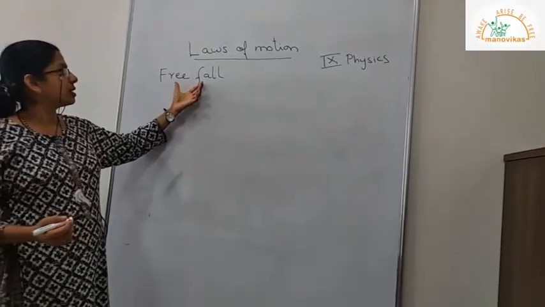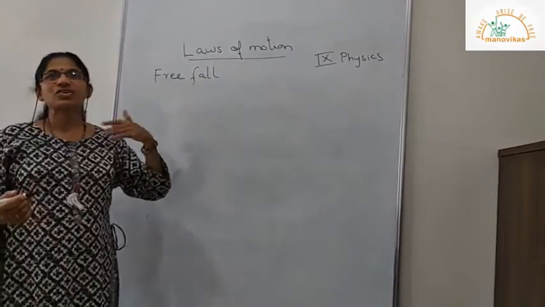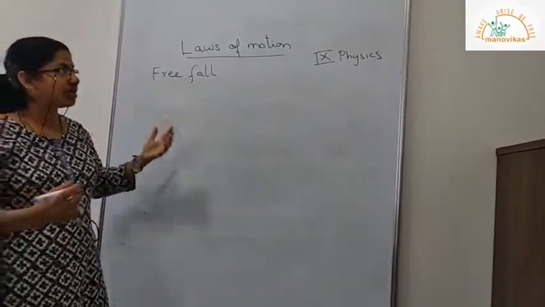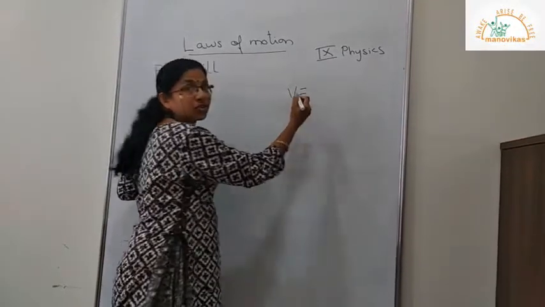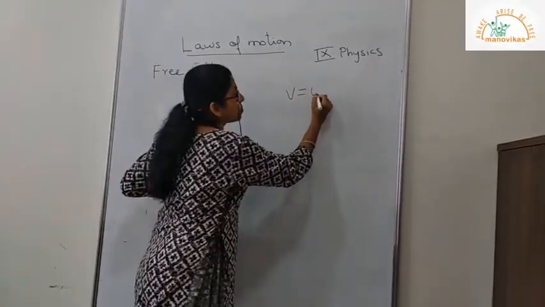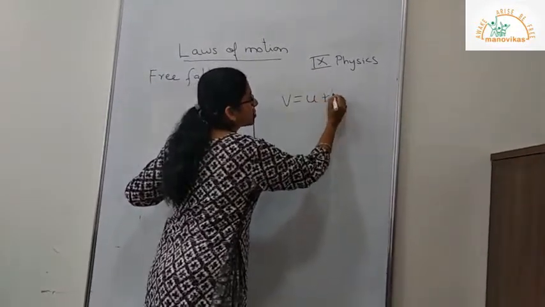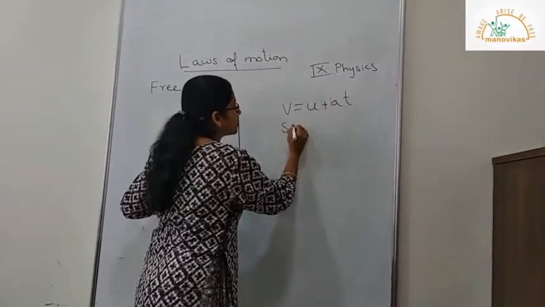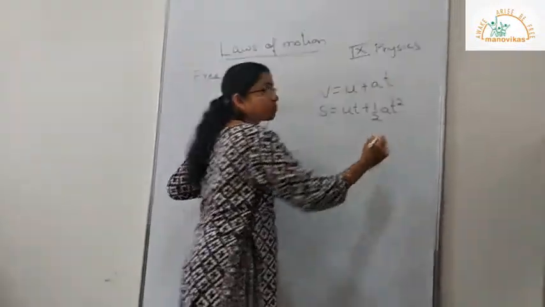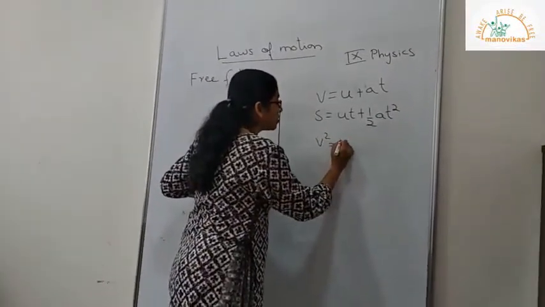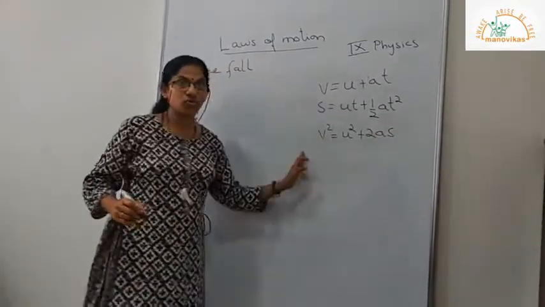Now let's learn about free fall, when an object is falling freely. Suppose its initial velocity is 0, how will these equations of motion change? Now I'm going to write the equations of motion: v equals u plus at, s is equal to ut plus half at square, v square is equal to u square plus 2as. Now these are the equations of motion.